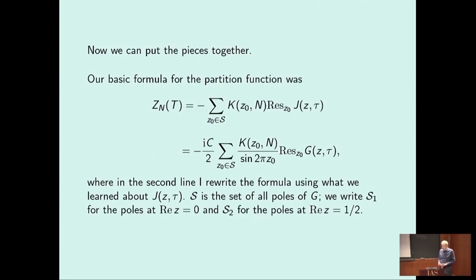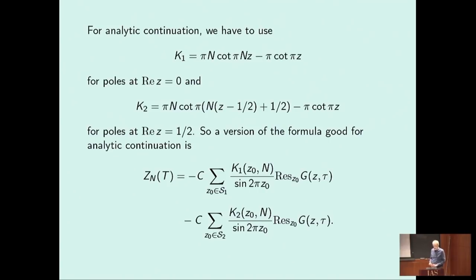Okay, now we can put the pieces together. This was our basic formula for the partition function, but with what I told you about J, we can write it like this. S is the set of all poles for G, but I'll write S1 and S2 for the poles where the real part of z is 1/2 or 0. And for analytic continuation, we use one or the other of these functions. So a good formula for analytic continuation is this one, where I use the right k function in each case, depending on whether the real part of z at a given pole is 0 or 1/2.